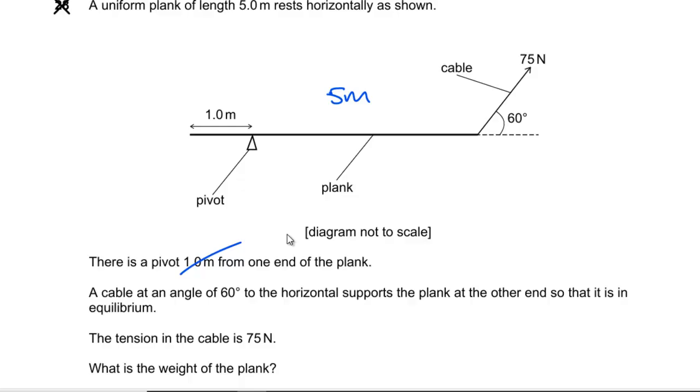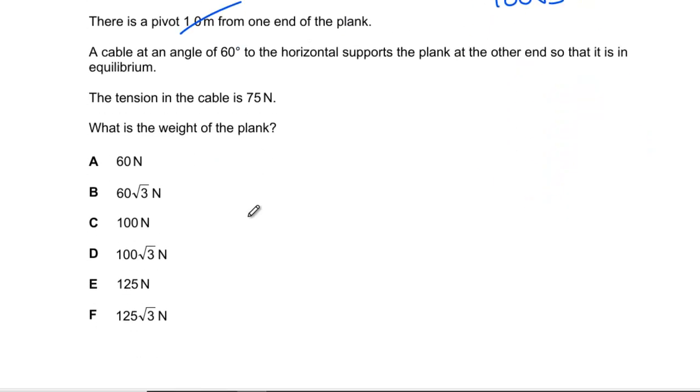Right, so we just do moments without the pivot then. So we're going to have 4 times 75 times sine 60 degrees, so √3 over 2. And that is going to be equal to the weight, but the weight is going to be what, 1.5 meters from the pivot, because we've taken 1 meter off the end of the plank. So get rid of that, and then divide that by 3 would make it 25. So we've got 100√3 is the weight, which is D. Okay.